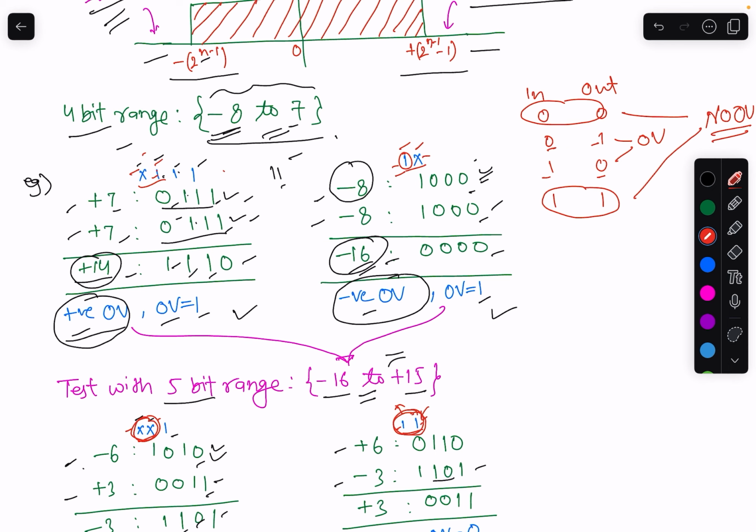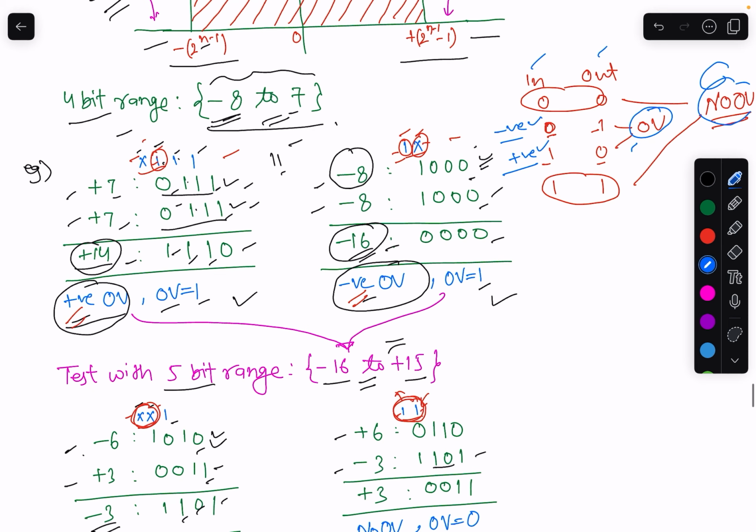Now, how can we find if there is positive overflow or negative overflow? Again, from these two examples, we can see if we have in carry as 0, then negative overflow. If we have in carry as 1, then positive overflow. So here in carry is 0, so this is negative overflow. If in carry is 1, this is positive overflow. So based on this in and out carry, we can decide if there is overflow or no overflow. If there is overflow, it is negative overflow or positive overflow. So this is how we can find.